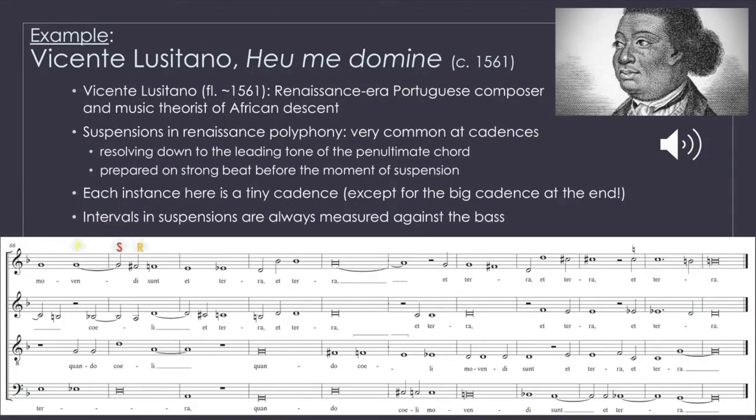And I just want to point out that the suspensions are considered suspensions when measured against the bass.